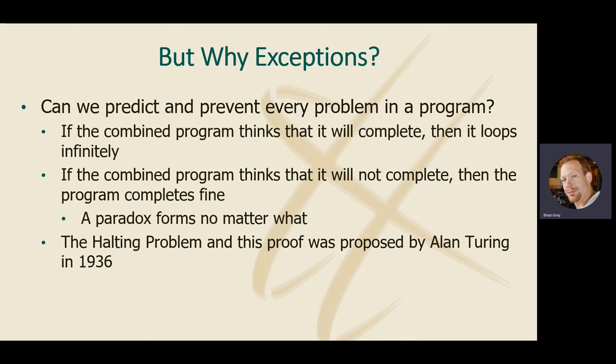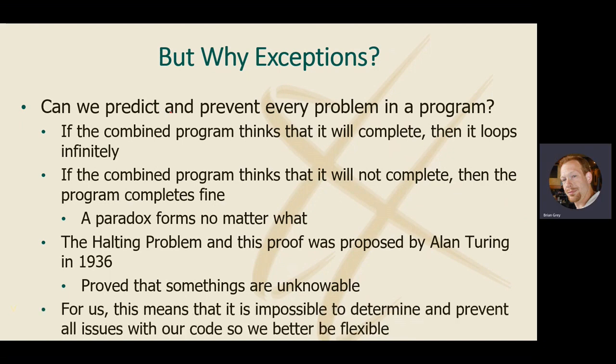And this is the proof that Alan Turing came up with to the halting problem. He proposed this proof in 1936, and it proved that some things are unknowable. You cannot answer ahead of time certain things. For us, this means that it's impossible to determine and prevent all issues with the code before we start. So we might as well be flexible and understand that there's going to be some things that we can't predict ahead of time. So maybe we can kind of put some stopgaps in.